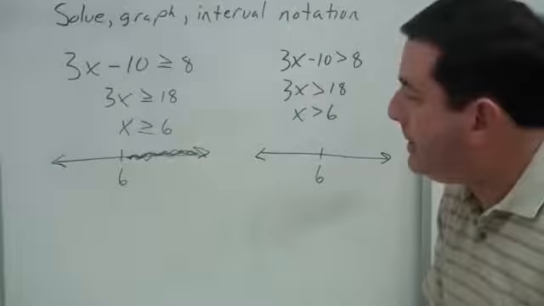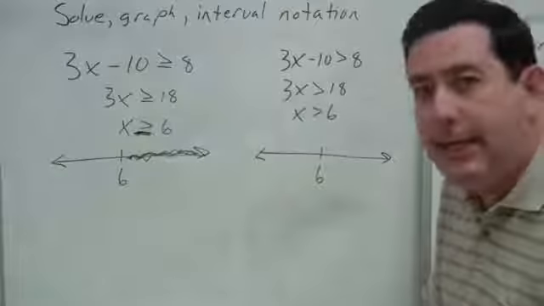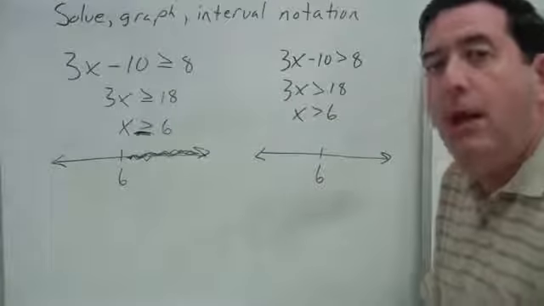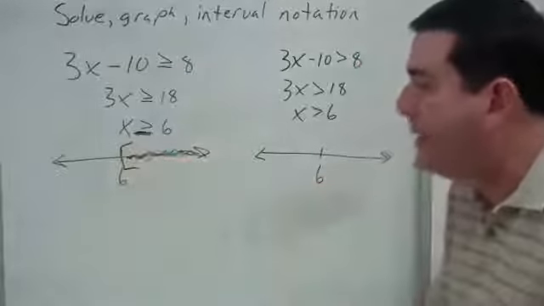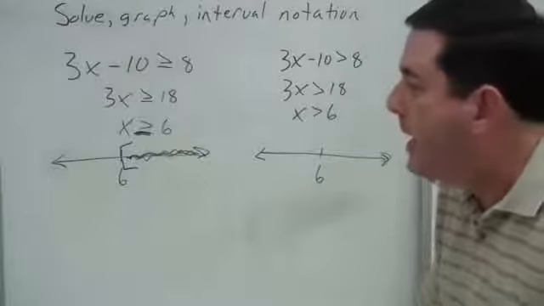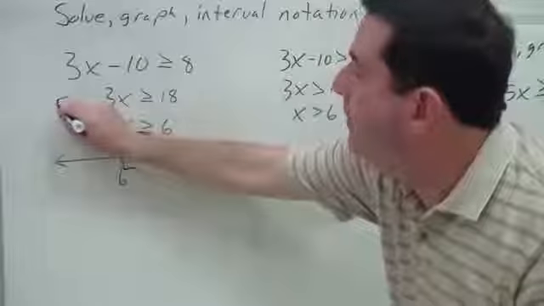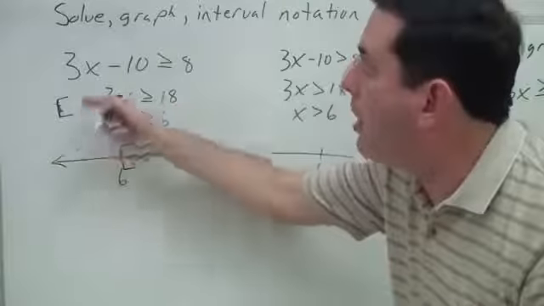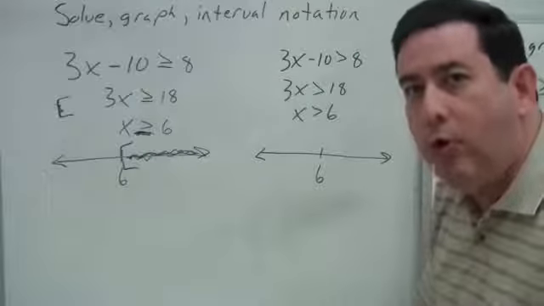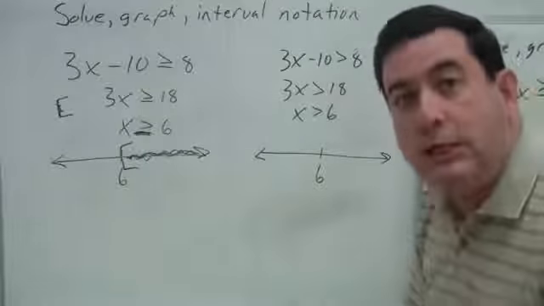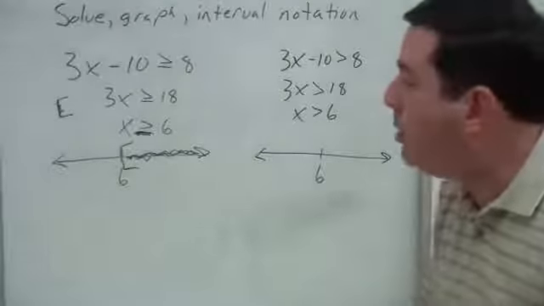Now at 6 itself, since we have an equals, we need to include 6 as part of our solution. The way that we do that in Math 112 is to put a bracket facing the direction that we've shaded. If you look at that bracket, if you were to take away the part in the middle here and look just at the top and the bottom, it would appear to be an equal symbol. So anytime you've got equals as part of your inequality, a bracket will be the symbol that we use.